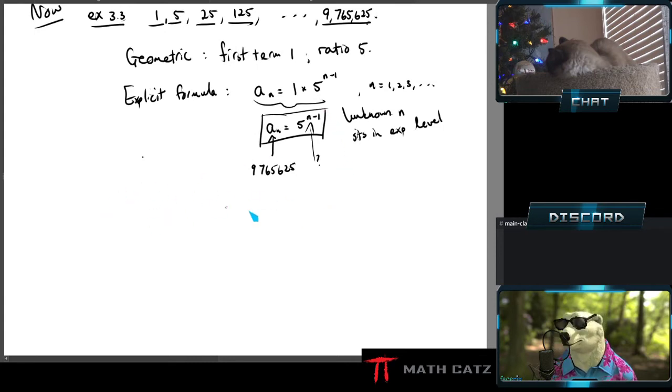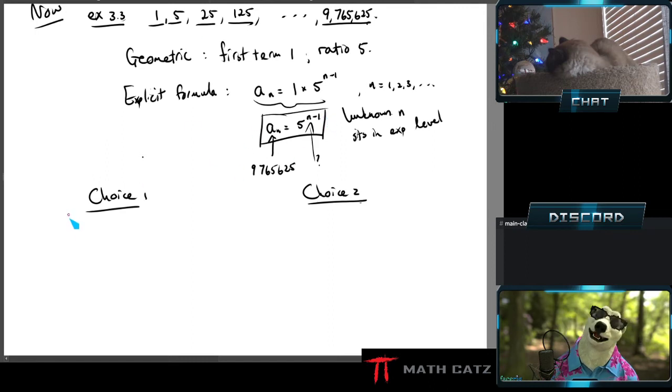Now I don't know which should I do, the easy one. I'll do the easy one first. Choice 1. Choice 2. Choice 1, I can exploit the setting of this question. I know n is a positive integer.